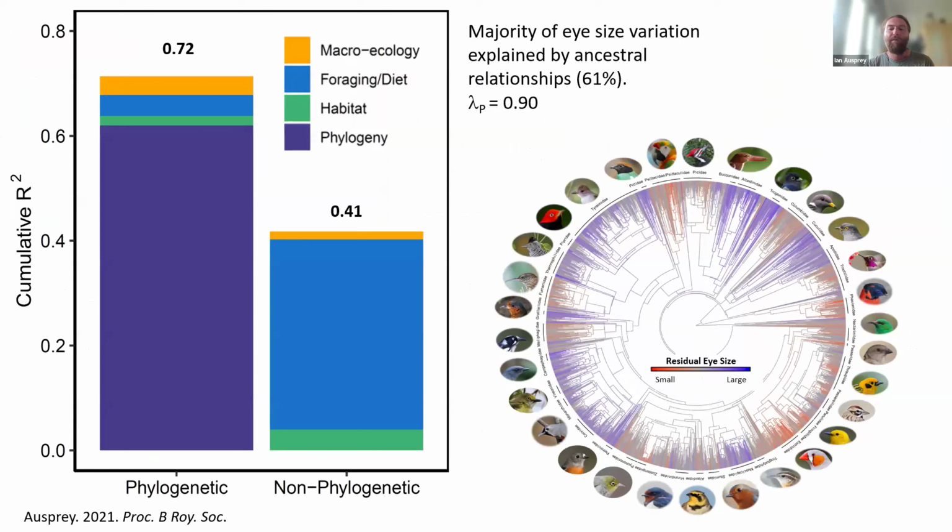When we look at this from a more evolutionary perspective, I found that over 60% of variation in eye size alone is explained by ancestral relationships.